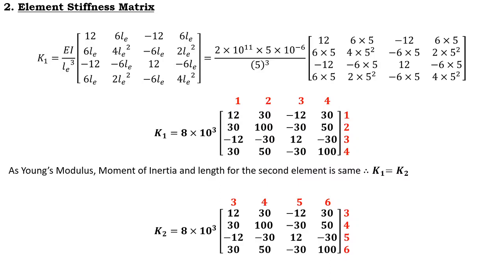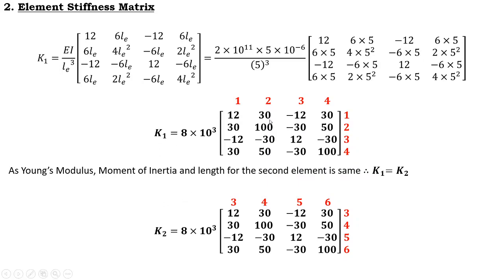While doing the global stiffness matrix, those numbers will help out. Once again I have 6 degrees of freedom, because at each node I have 2 degrees of freedom, and there are 3 nodes in total. Therefore my global stiffness matrix is a 6 cross 6 matrix, where I get the global stiffness matrix by adding K1 and K2.